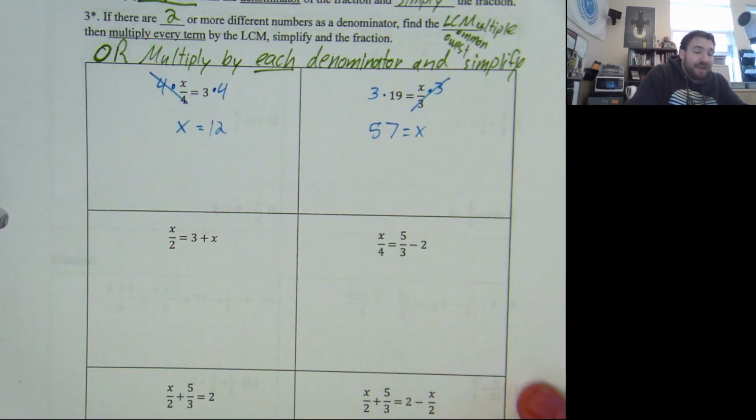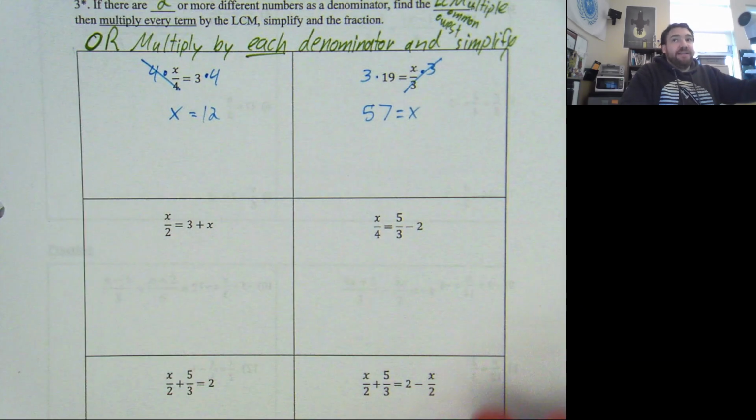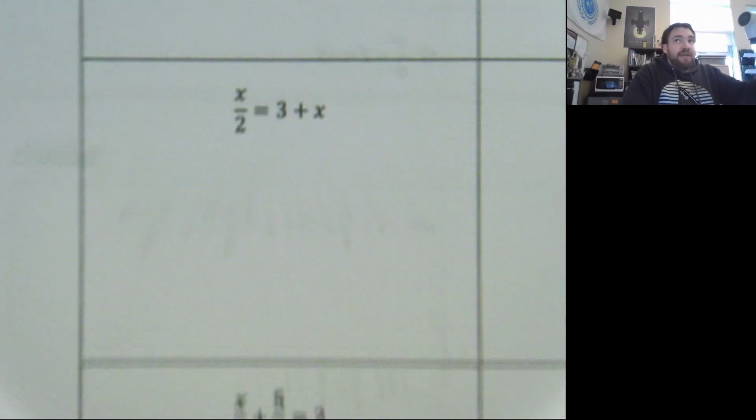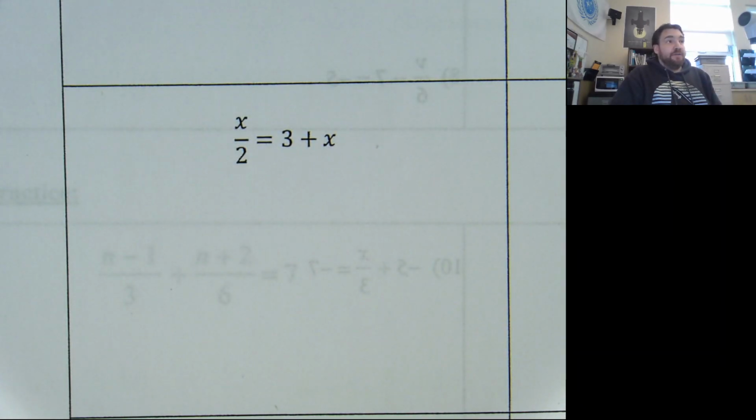Okay, so these are straightforward. These you have done already. These are trivial. Let's move on to something slightly more interesting. Here we go. I've got one variable here, but now, how many terms do I have on the right-hand side? 2.